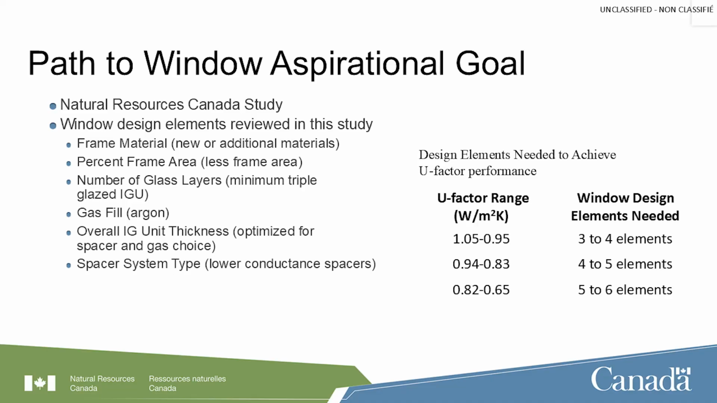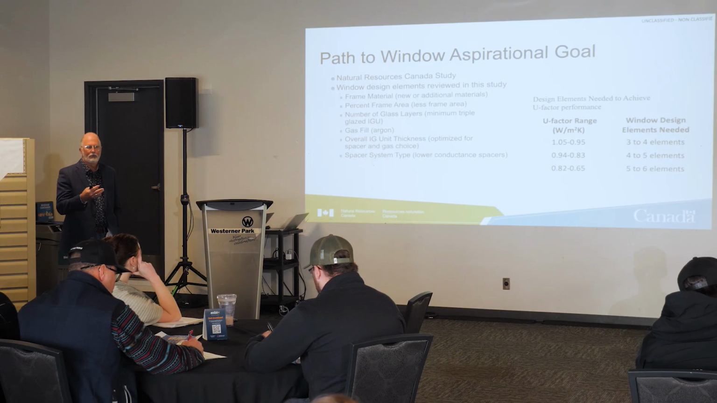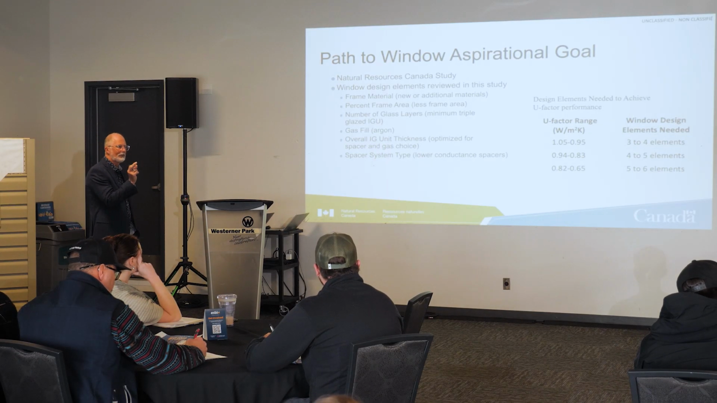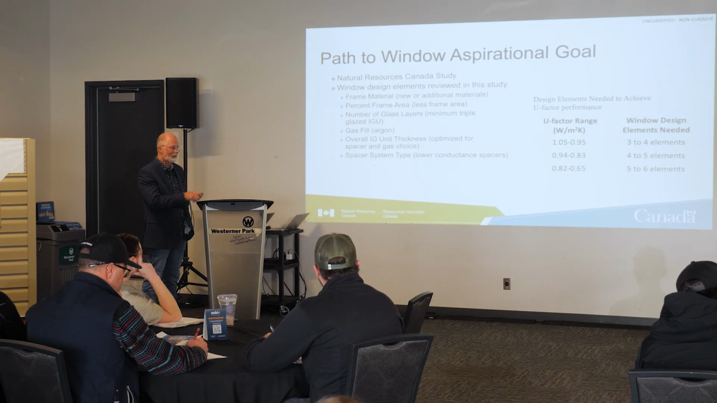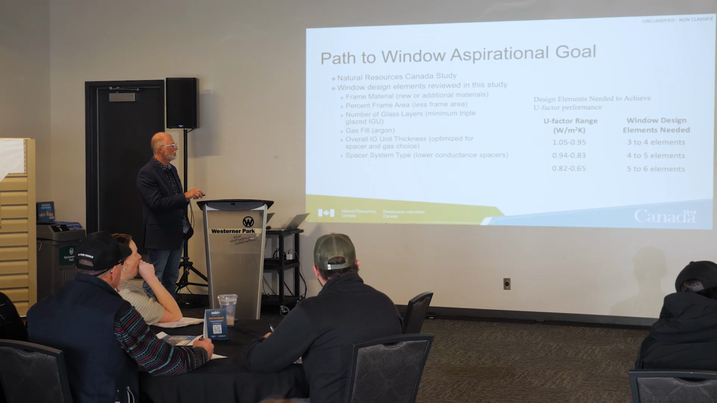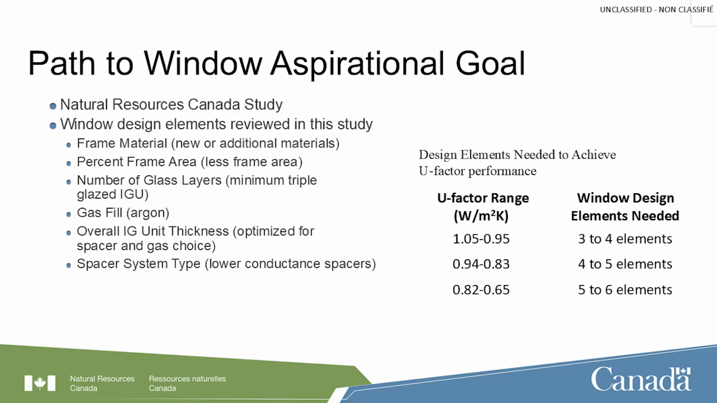So the path to windows, if we're looking at the different windows, here's all of the things that we need to consider, right? We've talked about the IGU, the coatings, the gas. We talked about the amount of glazing, the frame, the spacer. All of those things impact the performance of the window. When you look at the right and you look at the range that you want to achieve, the window design elements that are needed go up extensively.